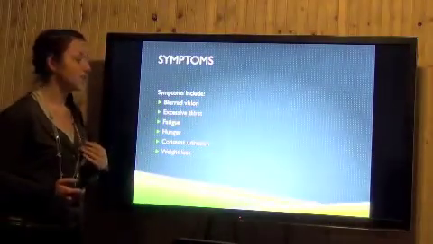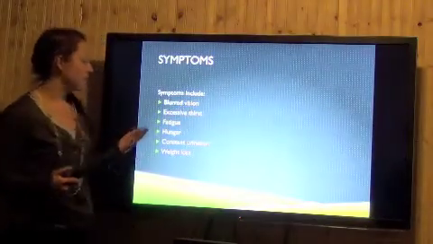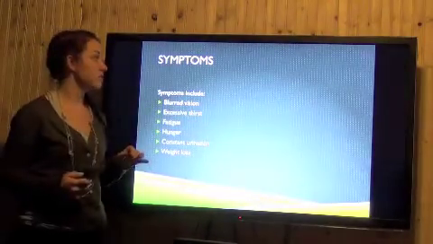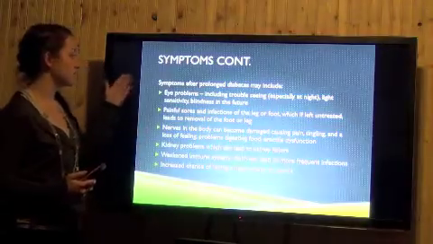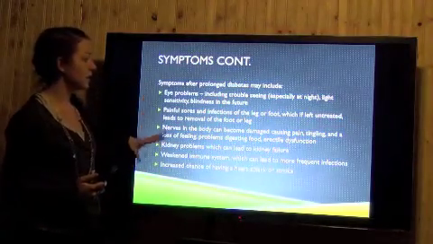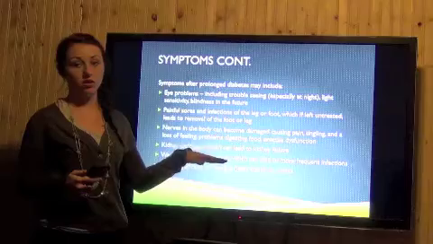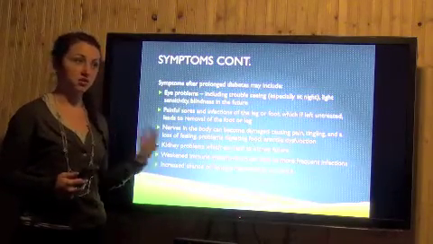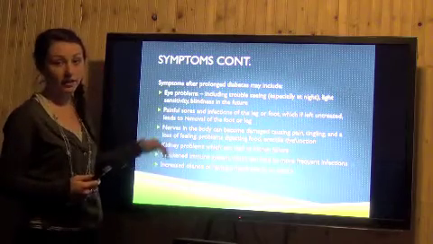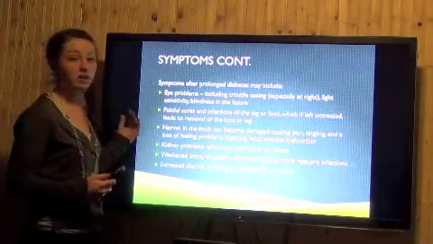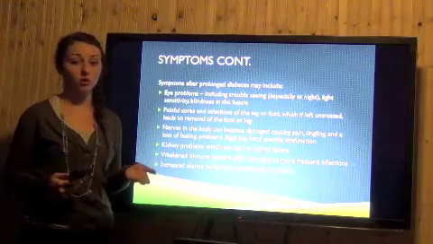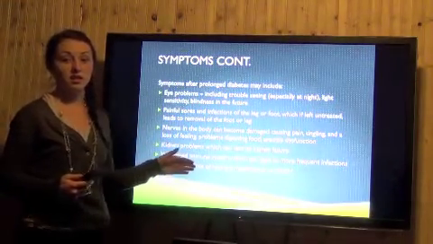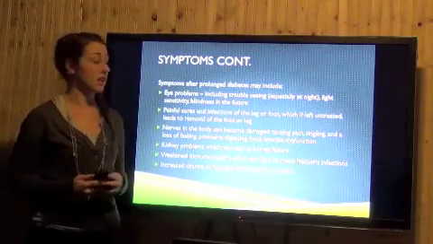Symptoms of diabetes. Symptoms include blurred vision, excessive thirst, fatigue, hunger, constant urination, and weight loss. These are some symptoms that I included, but they happen after you've had diabetes for a long time, so they're not symptoms that may make you want to go get checked out. It's after you've had diabetes. But as I said earlier, people with type 2 diabetes don't always know that they have it, and so they may experience these after they've had it for a long time without knowing.